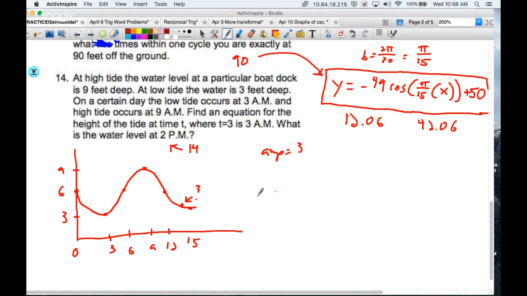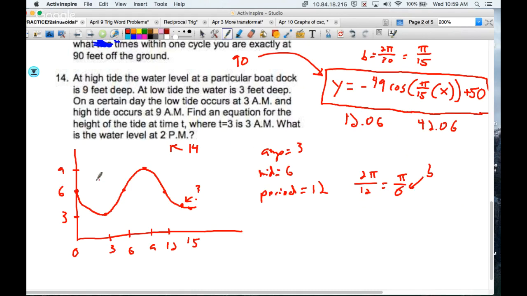Amplitude is 3. Hopefully we can just see that from the graph. Midpoint is 6. Again, just from the graph. The period, well, it completed half of a cycle in 6 hours, so the period is 12 hours, which also makes sense with what I know about tides. 2 pi divided by the period equals b, so pi over 6 is our b value.